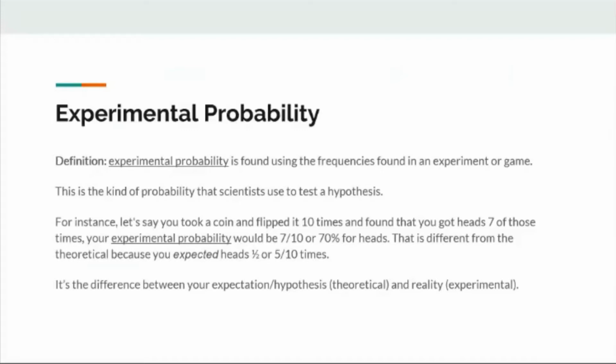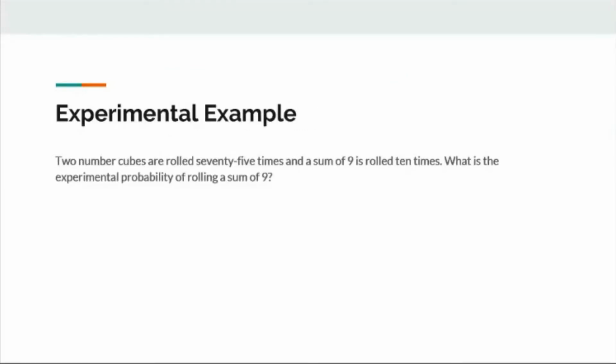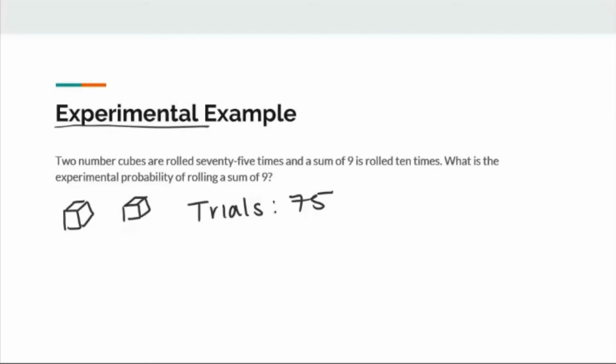So let's look at a couple examples. In this experimental example, they tell us that this is going to be experimental. It's a test, we're doing something. 2 number cubes, when they say number cubes, they just mean dice, are rolled 75 times. So the number of trials or experiments was 75. So we have a total of 75 trials that happened. And we rolled a sum of 9 10 times.